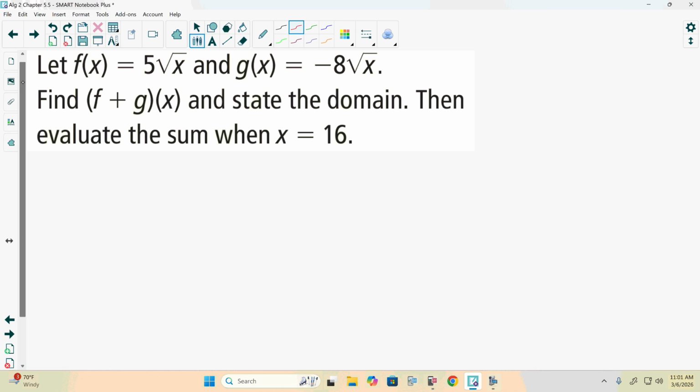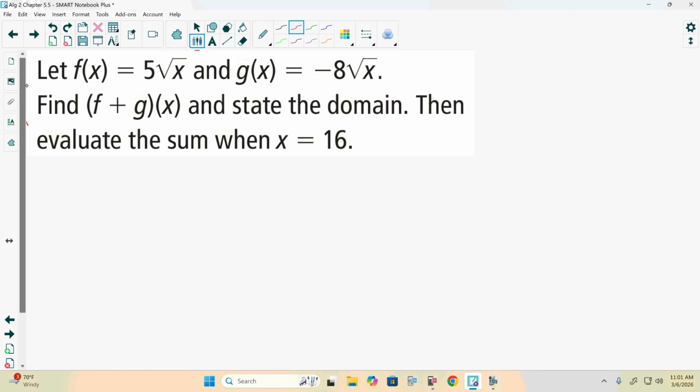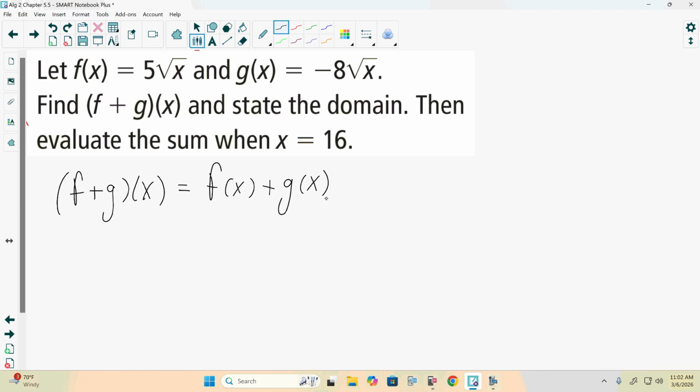Let f of x be 5 square roots of x, and g of x be negative 8 square roots of x. We want to find f plus g of x. Not so worried about the domain. We want to find the sum, and then evaluate it when x is 16. Well, f plus g of x, really what we're saying is what? F of x plus g of x. We're just adding those two functions together.